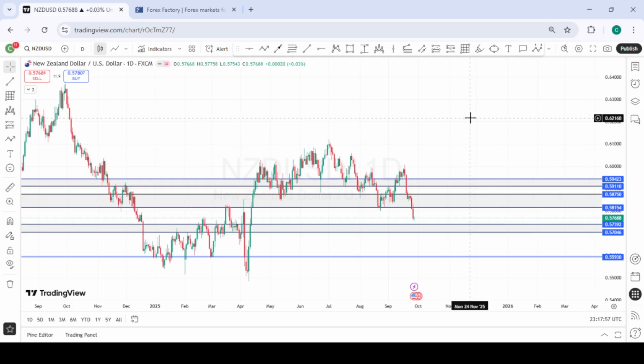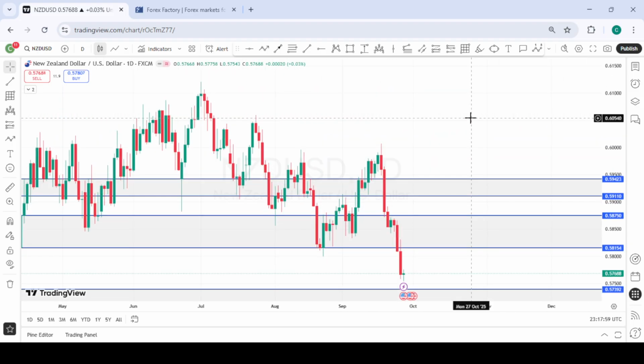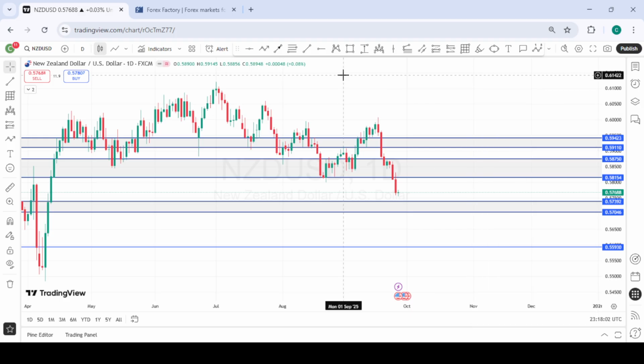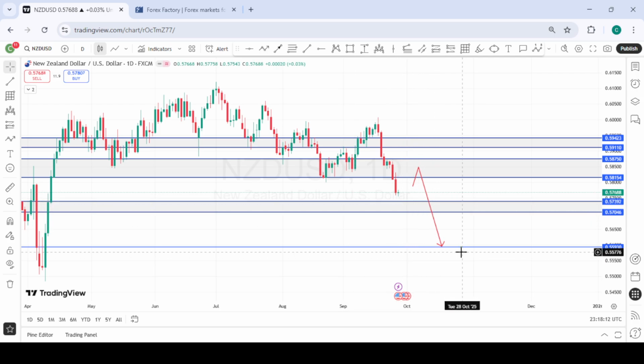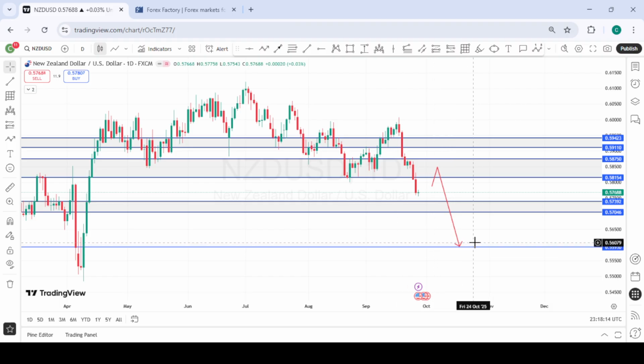We have here NZDUSD. So for NZDUSD, we are also very bearish. So we're looking forward to a pullback into this first zone before selling opportunities to the downside. And we're going to target this first zone as our first target, but the second zone here is going to be our second target. Or should price pull back to this second area of interest above, we will still look for the selling opportunities to the downside.